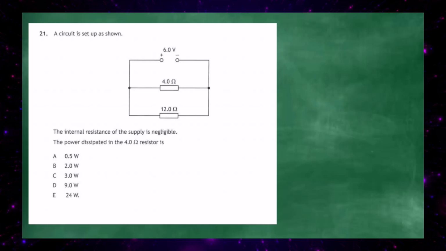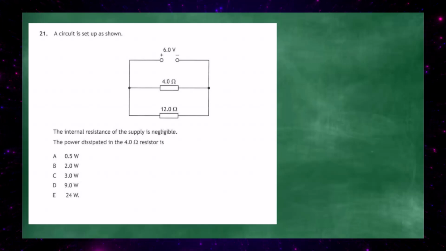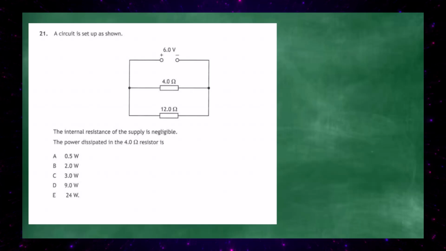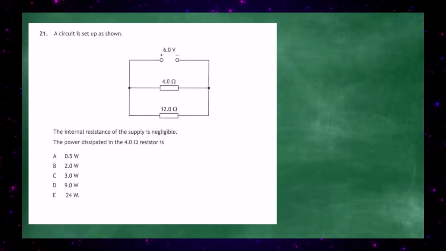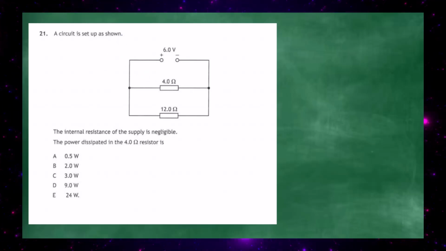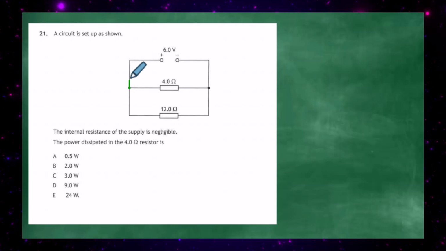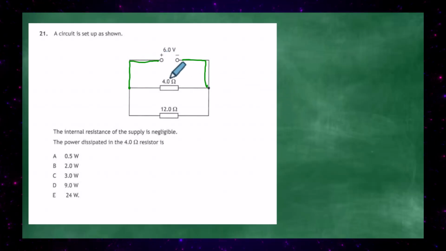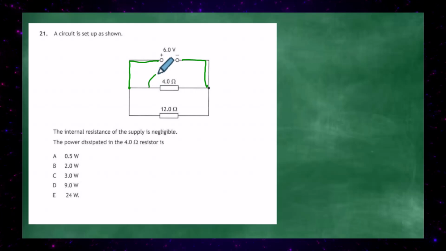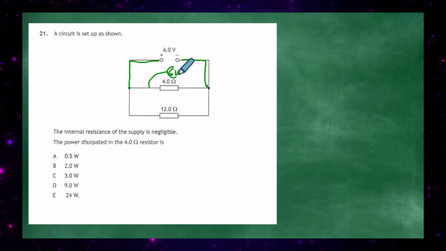Question 21. A circuit is set up as shown. The internal resistance of the supply is negligible, and we're asked to find the power dissipated in the 4 ohm resistor. The word dissipated means lost. Now, when we look at the 4 ohm resistor, we realise that it's connected in parallel with the 6 volt supply. So that's going to have 6 volts across it.